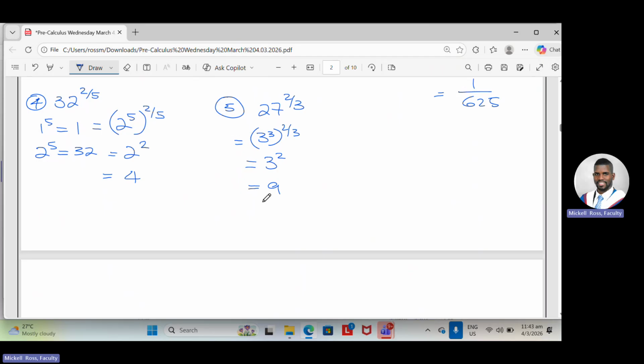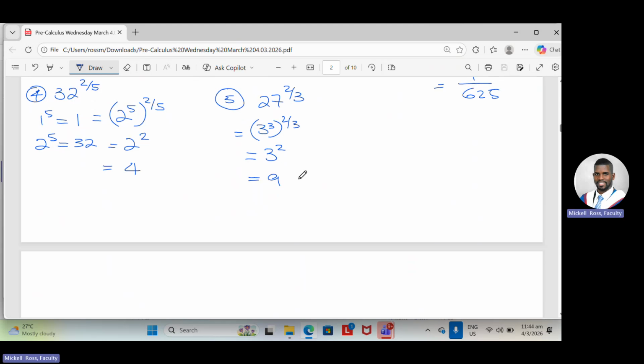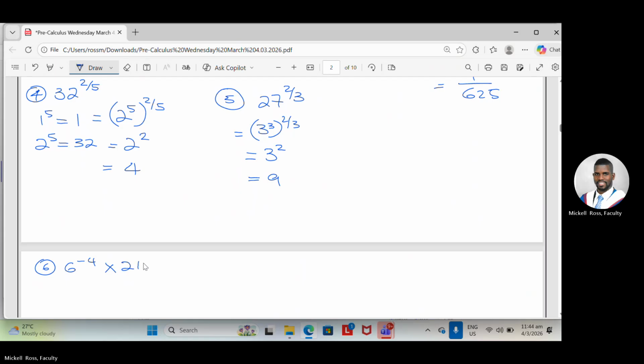These, as they are, can be combined in a problem, where you have to simplify them as a compound problem. What do I mean by that? Say, for instance, number 6, we have 6 to the negative 4 times 216 to the 7/3. So we can be given a problem like that.